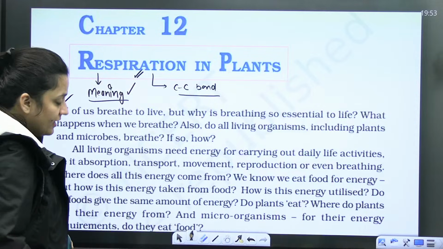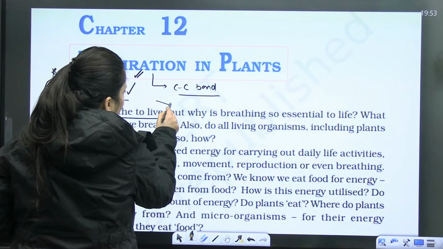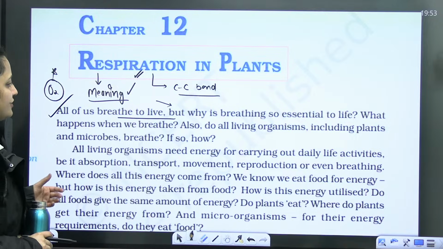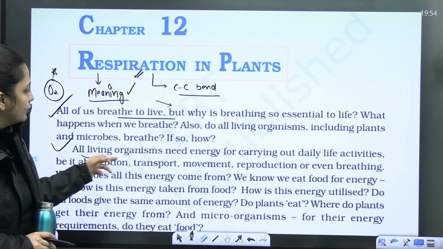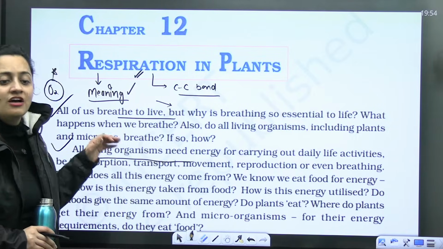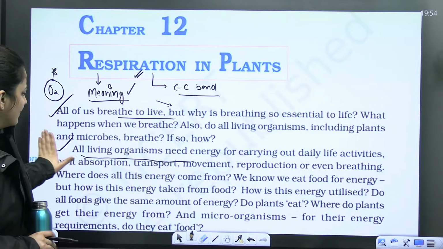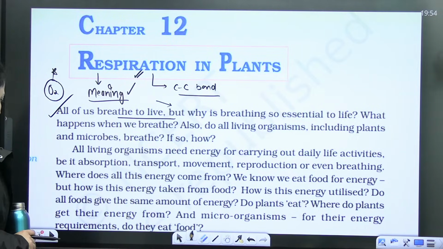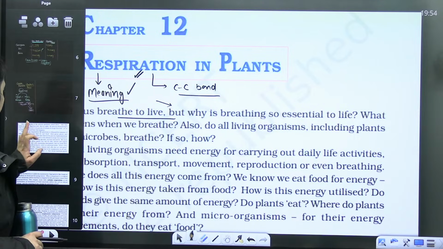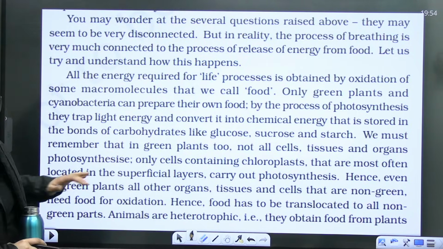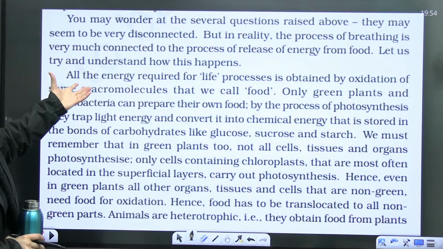Understood? So here you can see all of us breathe to live, but why is breathing so essential, right? Already told you that all living organisms need energy for conducting their day-to-day life. So here there is nothing that you have to underline. So we need the energy. How are we getting it? I'll tell you, I'll give you the NCERT highlights as well. So there are many questions, right?